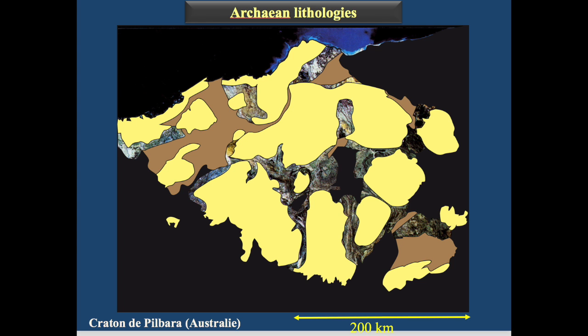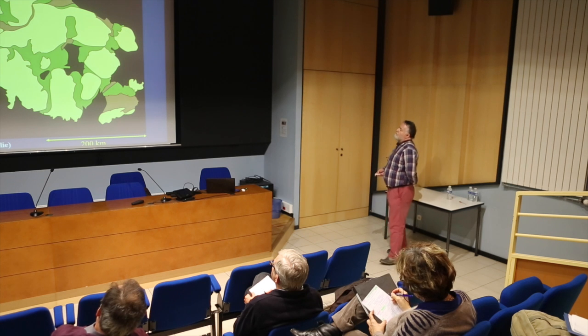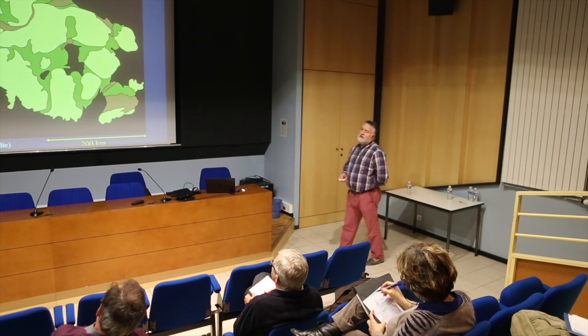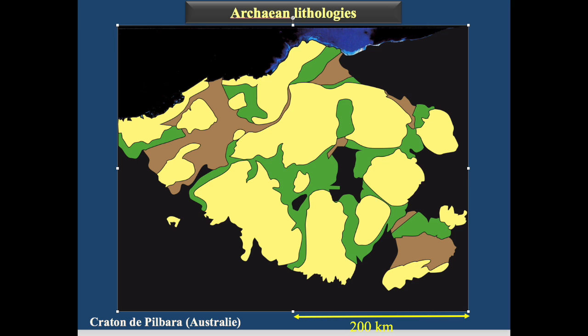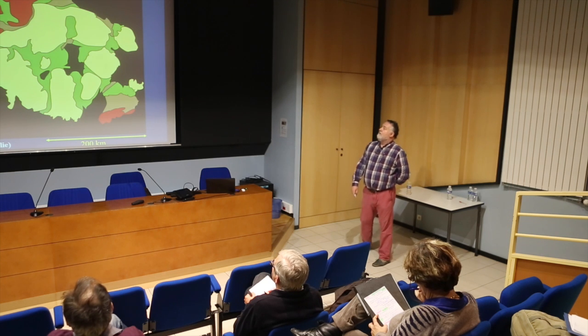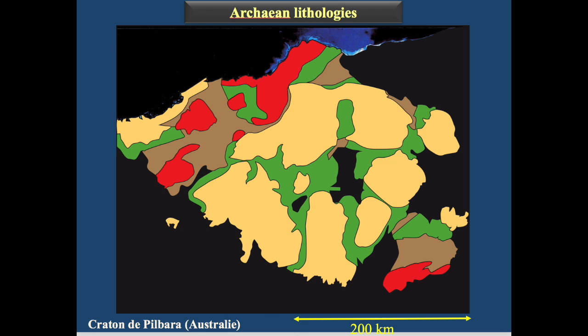Covering these rocks are sediments and volcanic rocks that are called greenstone belts, and belts due to the shape. Due to the elongated shape we can find in some places. And after this greenstone, we have what we call late granites that cut both the basement and the greenstone belts. Okay, this is the situation in Australia.